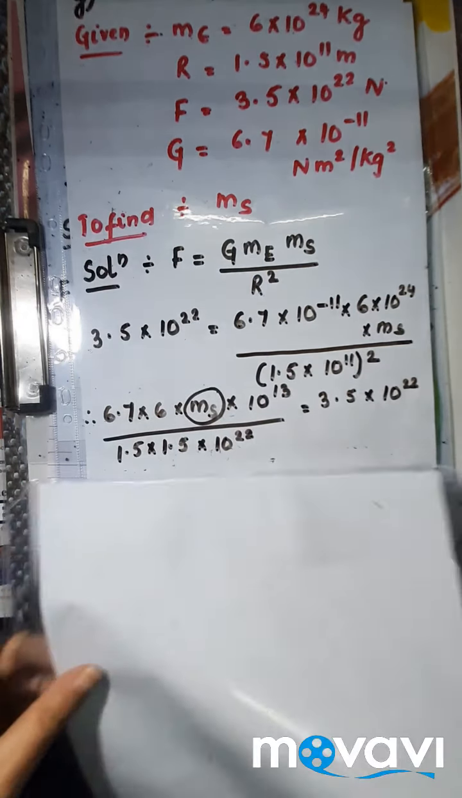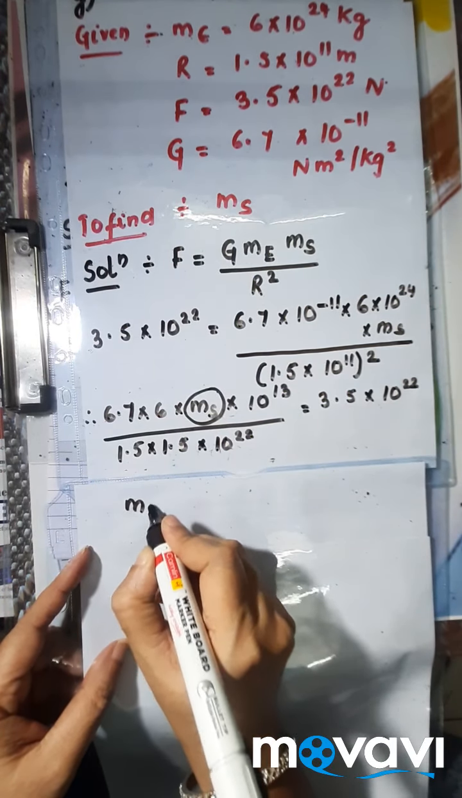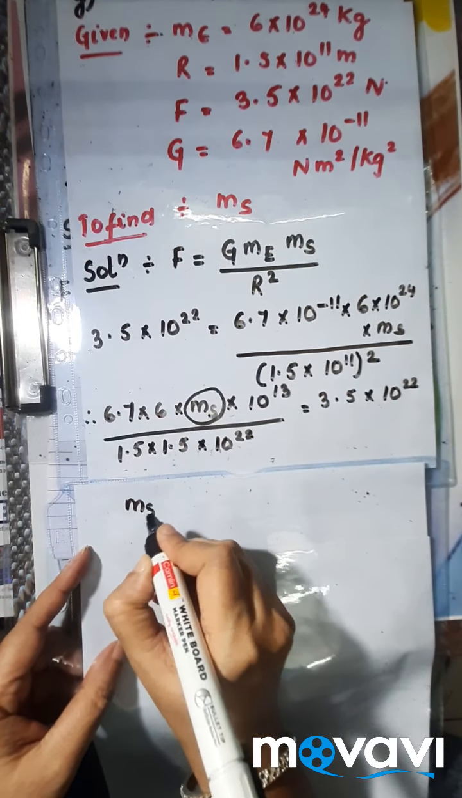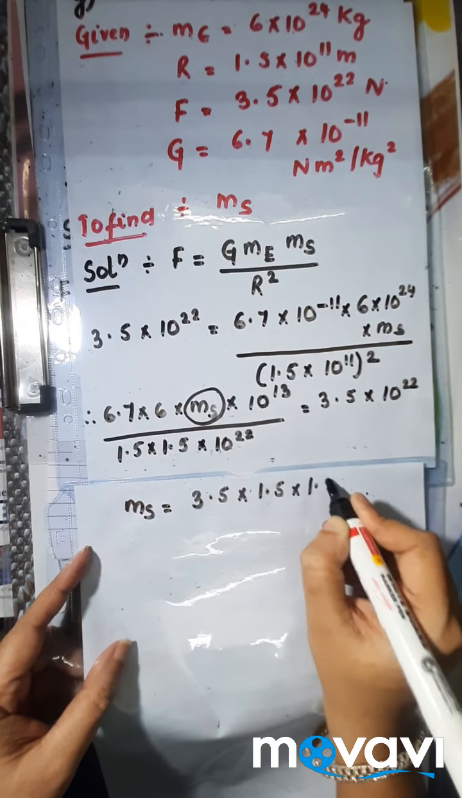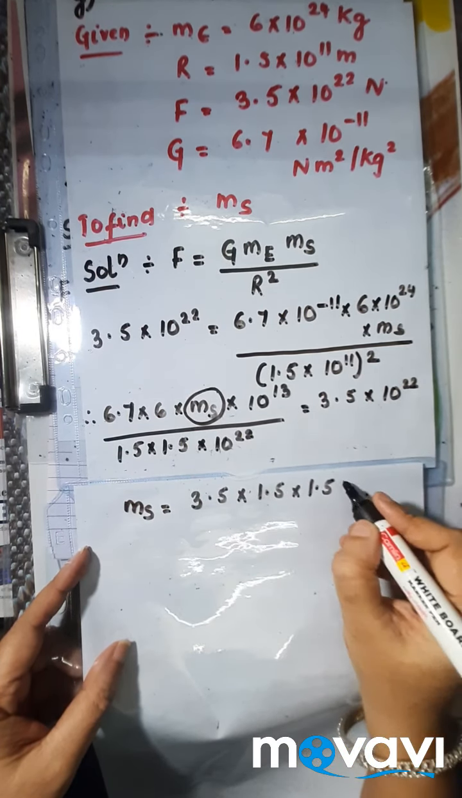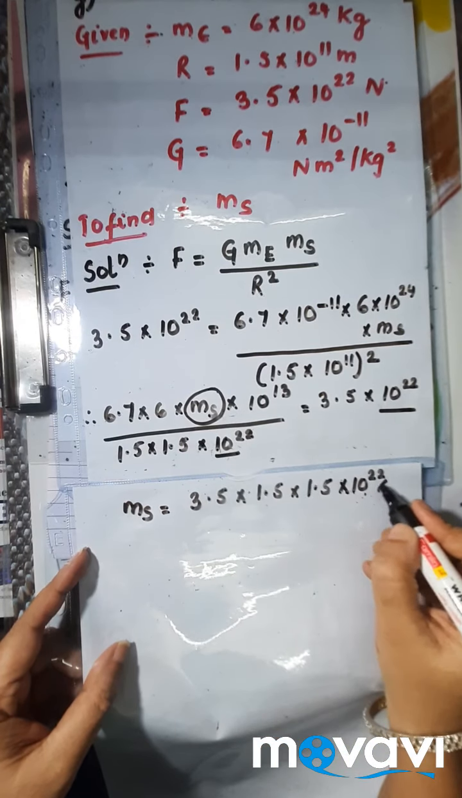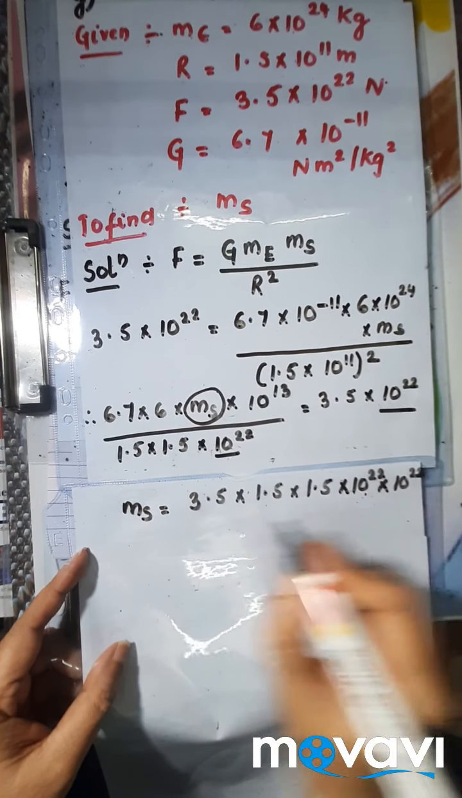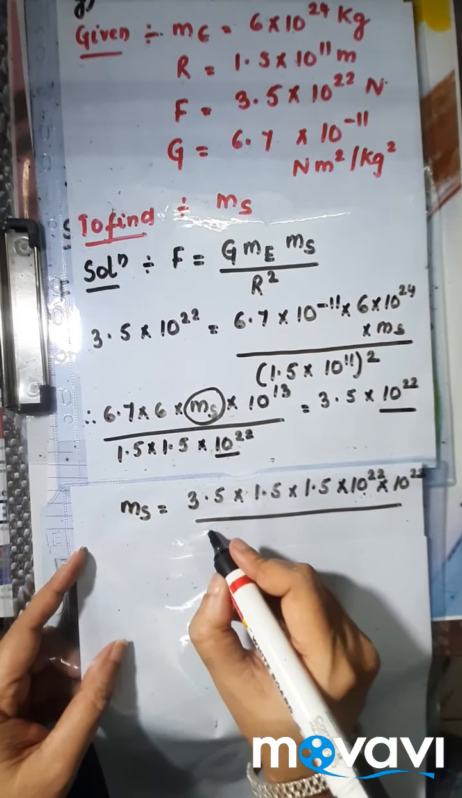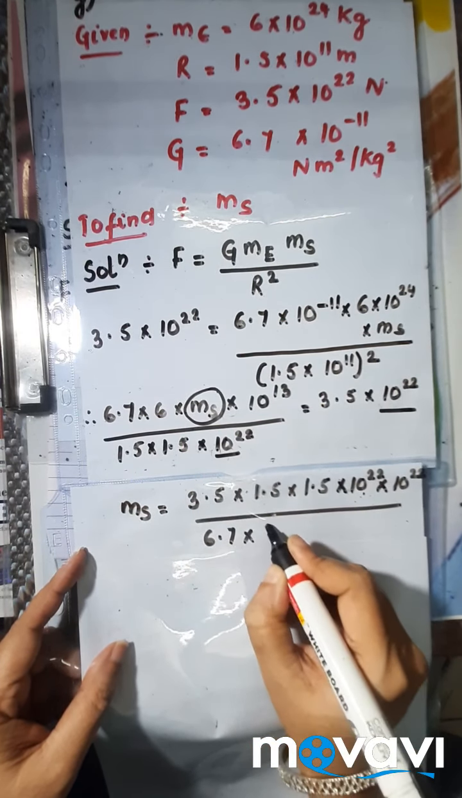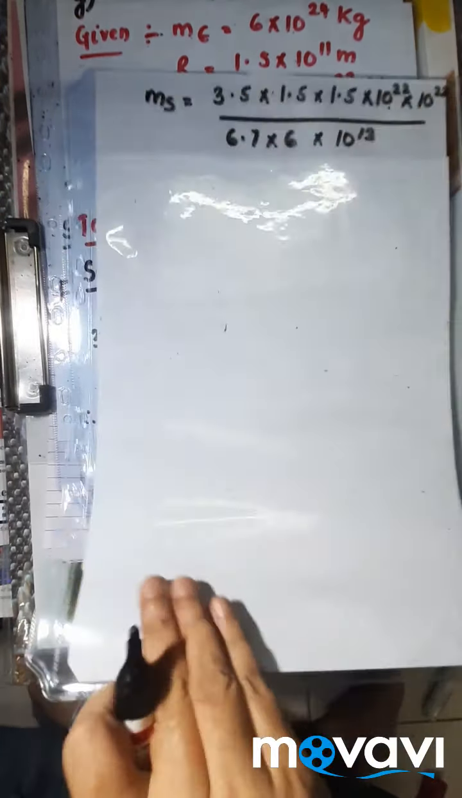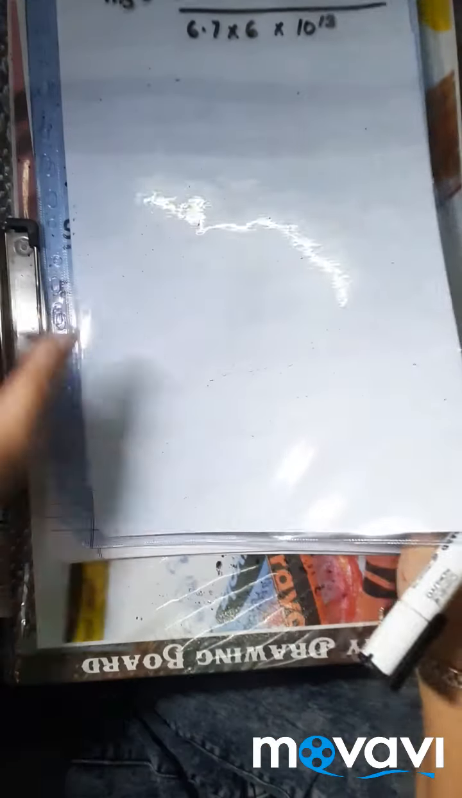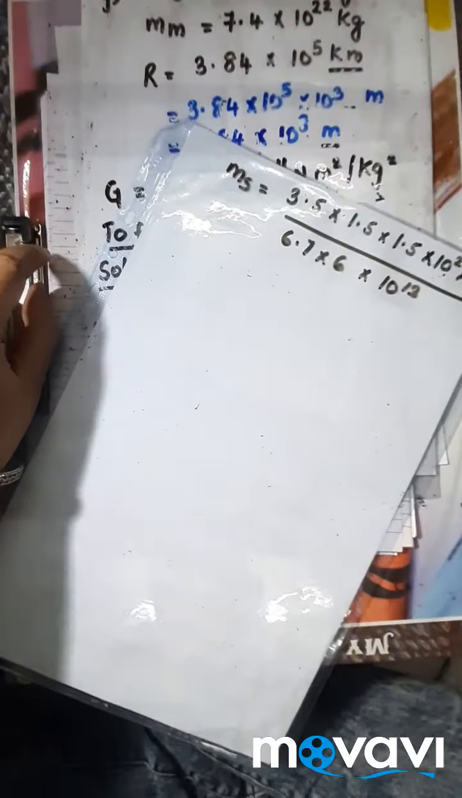So once again I bring another page. I will write my mass of the sun, 3.5 multiplied by 1.5 into 1.5, multiplied by 10 raised to 22, which is already here, and I took this 10 raised to 22 on top, so it becomes 10 raised to 22 upon 6.7 multiplied by 6 multiplied by 10 raised to 13. Now my solving is the only problem. This is a very easy sum. I'm doing this to not confuse you, because I have everything out here.